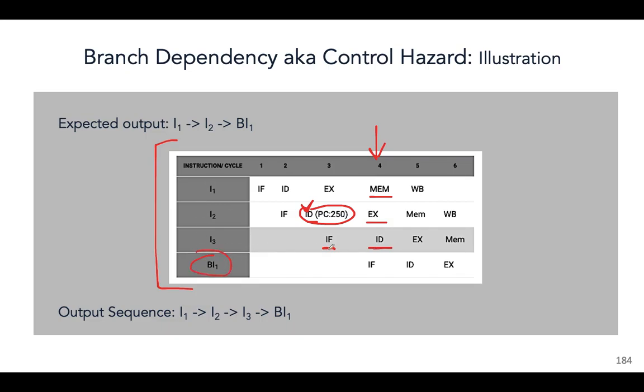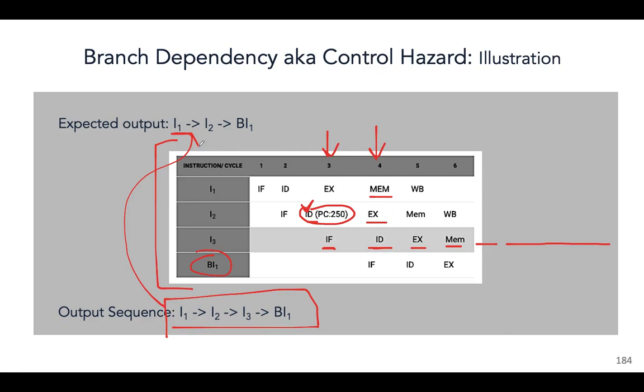So just because I3 was fetched in clock pulse 3, in clock pulse 4 it will start its decoding, then it will be executed, then it will undergo its memory operation. It will go on normally, and the output you get using the pipeline is this: I1, I2, I3 and then BI1. But this is not what you wanted, right? So this is a conflict, this is a hazard that occurred just because of the jump instruction.